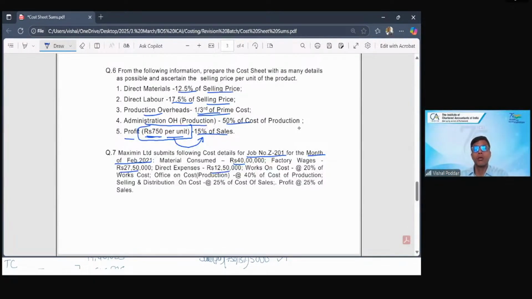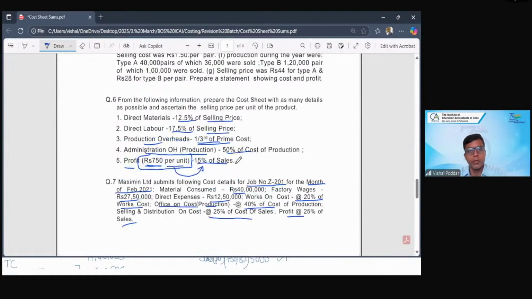Now, what are they asking? No, they are giving you the figure of works on cost. They are saying it is 20% of works cost. Office on cost means administration overheads related to production, 40% of cost of production. Selling distribution on cost means selling distribution overheads, 25% of cost of sales, and profit is again 25% of sales. Okay, so these are the details given. Appear to be a straightforward question. Let's see.